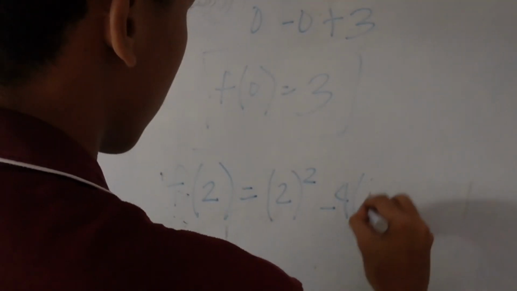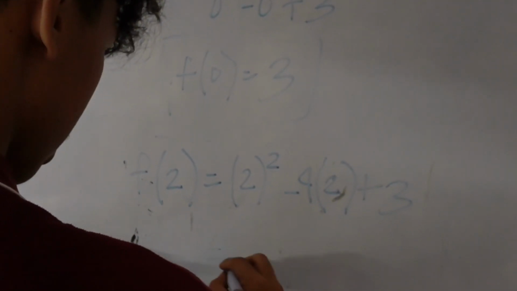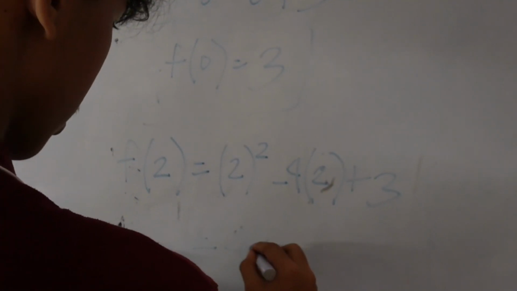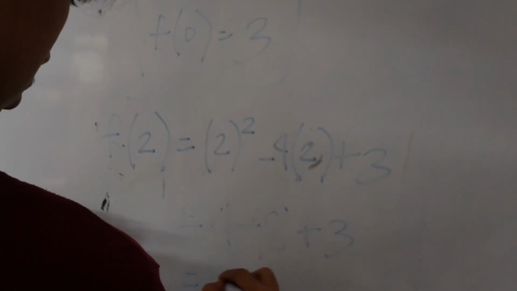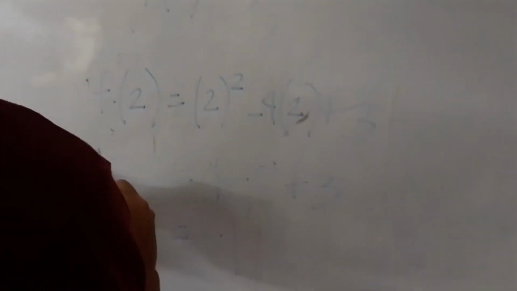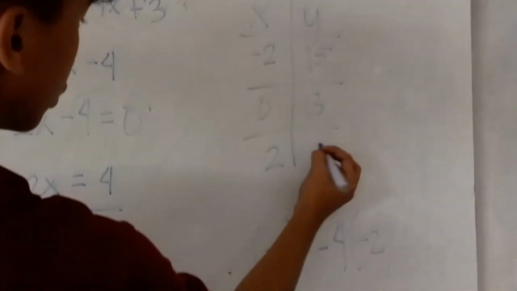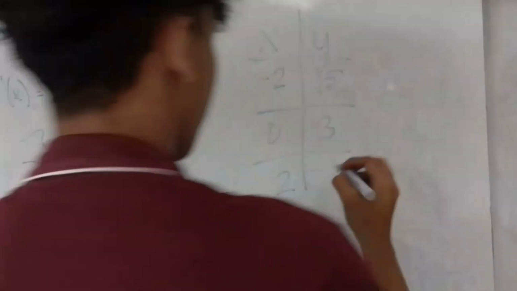For the last one, we have f of 2 is equal to 2 raised to 2 minus 4 times 2 plus 3. 4 minus 8 plus 3. And for the final answer, we have negative 1. Now that we complete our table, we can now identify the maxima and minima point of our equation.